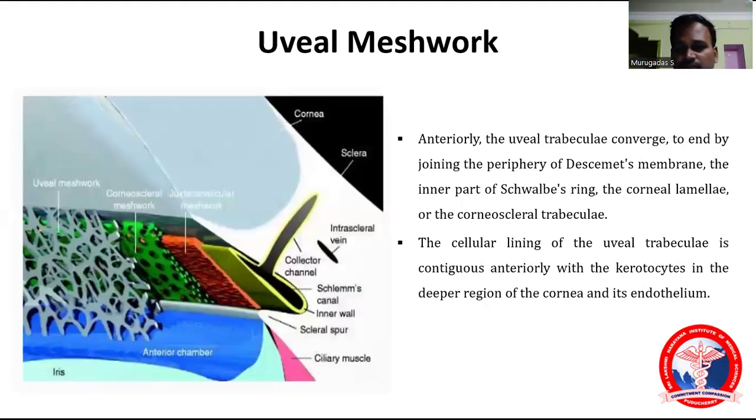Anteriorly, the uveal trabeculae converge to end by joining the periphery of Descemet's membrane. As we already said, this is the periphery of Descemet's membrane, the inner part of Schwalbe's ring, where the corneal lamellae join the corneoscleral trabeculae. The cellular lining of the uveal trabeculae is contiguous anteriorly with the keratocytes in the deeper region of the cornea and its endothelium.